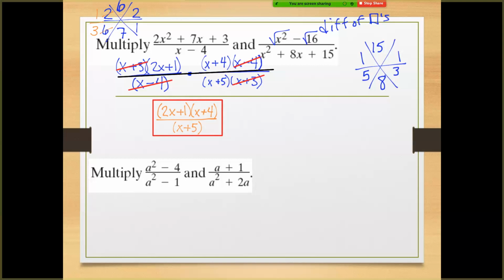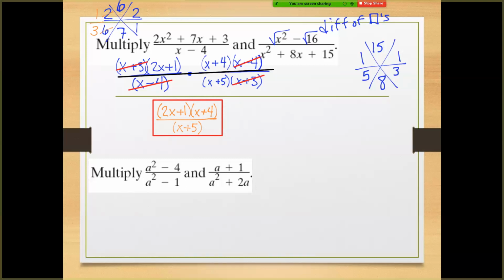Questions on that one? So typical problem right there. Factor, factor, factor, factor, cancel as much as possible, write what's left in your fraction, and you're done. Looking at the next question, we're going to multiply these two fractions together. We want to factor, factor, factor, factor.